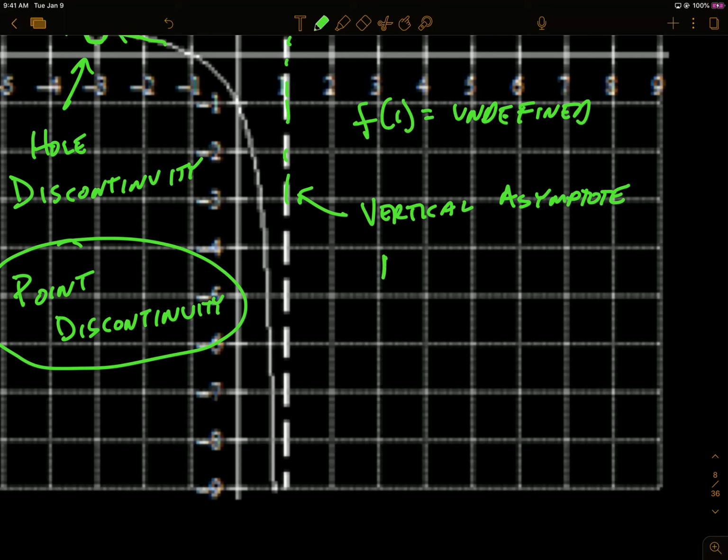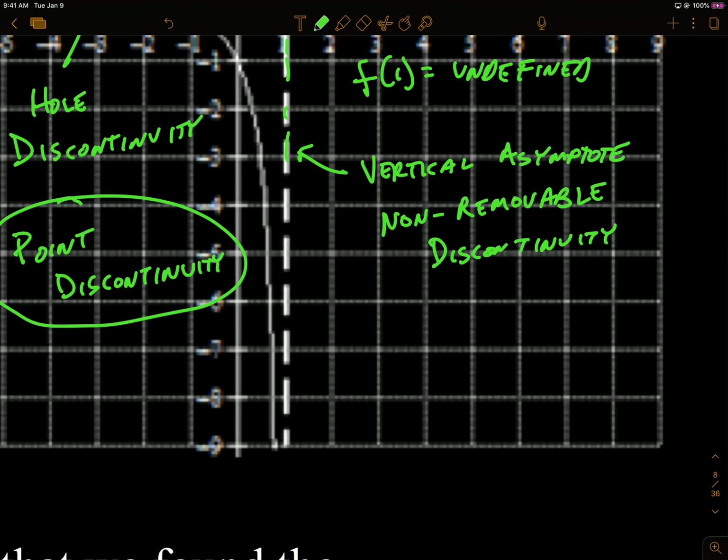And I call that a non-removable. Again, you'll see why I use that language in a little bit. A non-removable discontinuity. I would say that your teacher, Mrs. Davidson, or whoever you had, might have called it an infinite discontinuity.